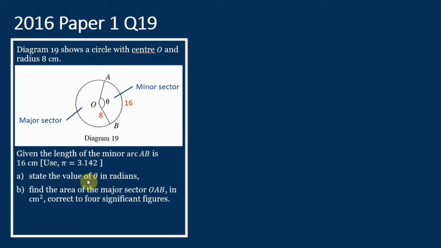Let's start with question A. In question A, we are asked to find the value of theta in radians. By definition, the angle theta in radians is equal to the ratio of the arc length to the radius of the circle. In this case, the arc length is equal to 16 cm and the radius is equal to 8. So therefore, this is equal to 2 radians.